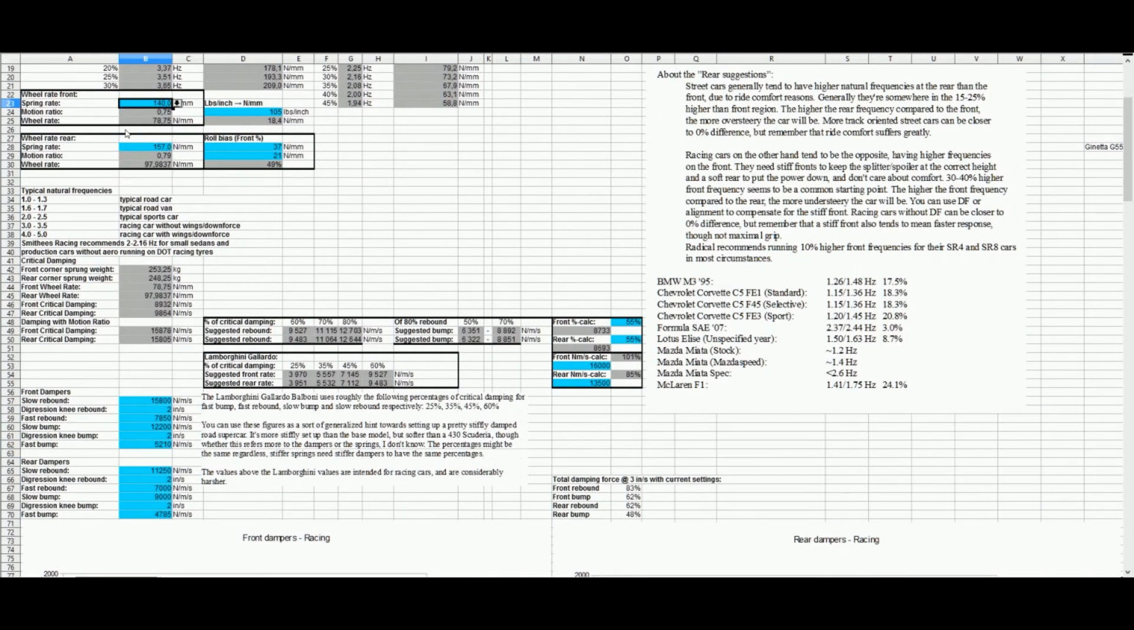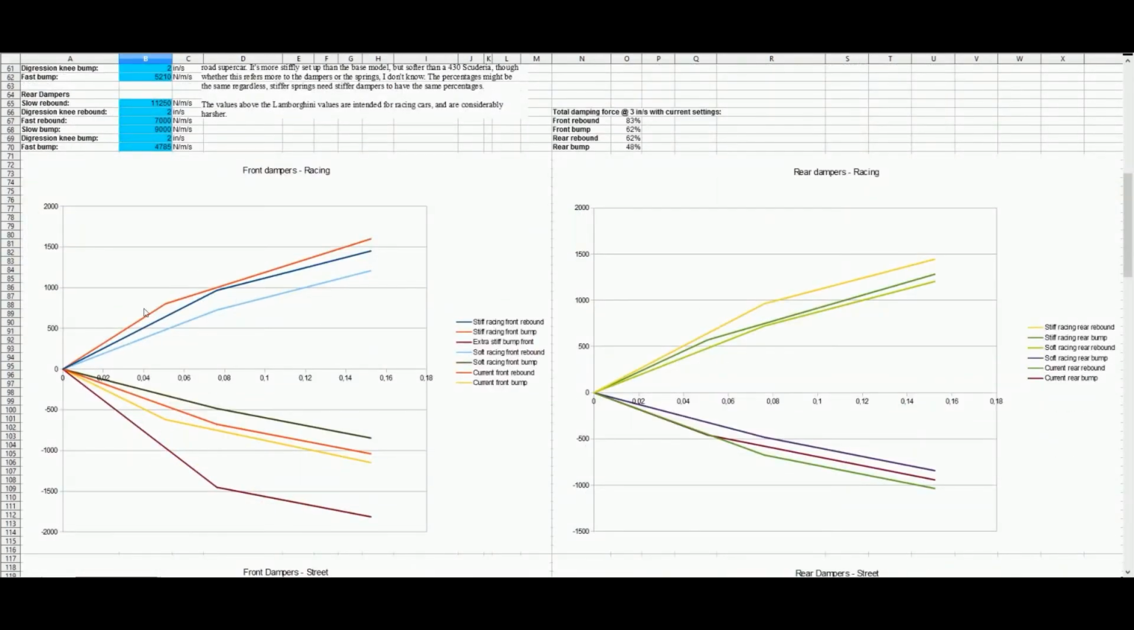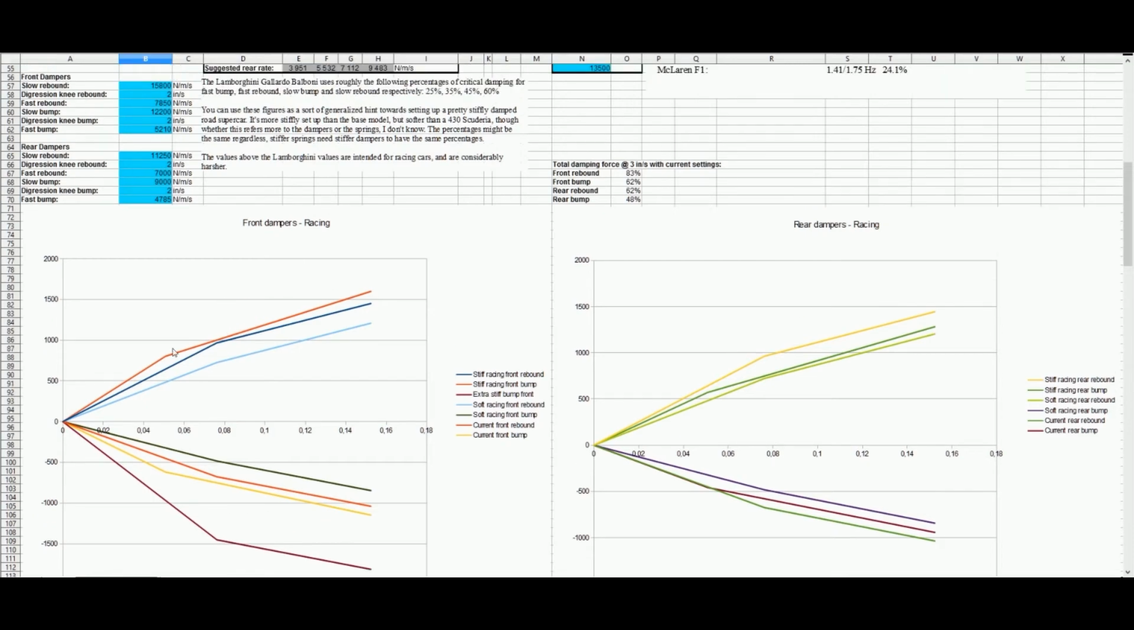If we put the softest front springs in, we can see that the default damper setting is probably too stiff. It's above our limits already at 2 inches. At 3 inches it's high above our range, and only at 1 inch would it be in the middle, sort of.